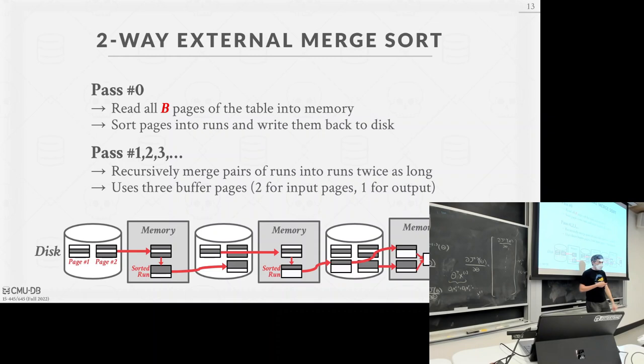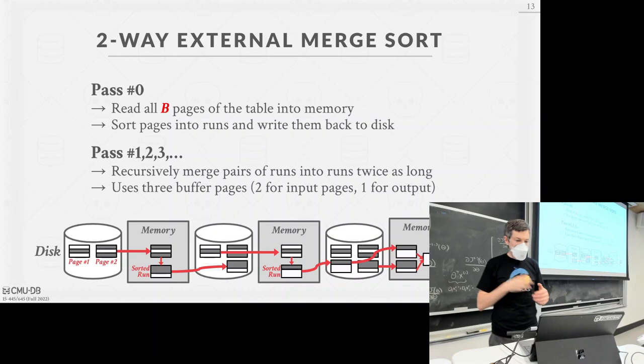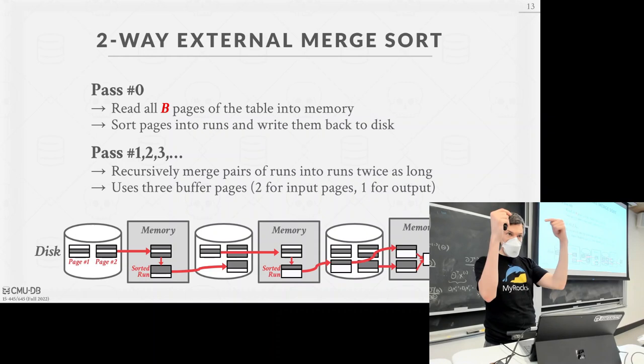So this is a high-level overview. I'm just showing colors; the next slide will show actual values. Does everyone understand the basic idea? You bring a page in, you sort it, and then you combine it with another sorted page, walk through them incrementally and do the merge, and then write out a new run that's twice the size of the original pages.